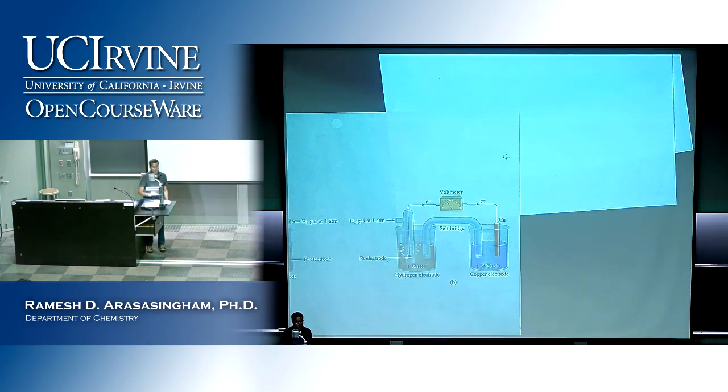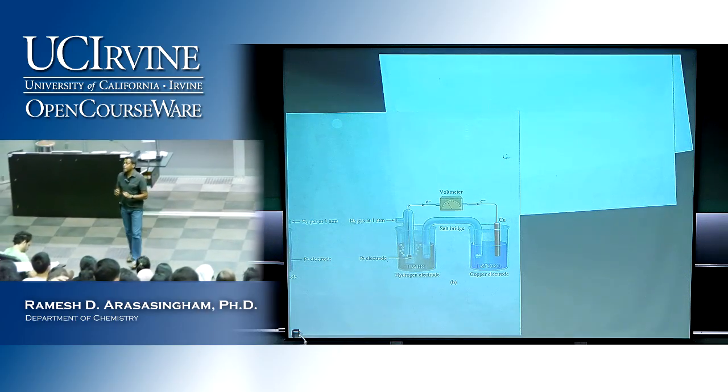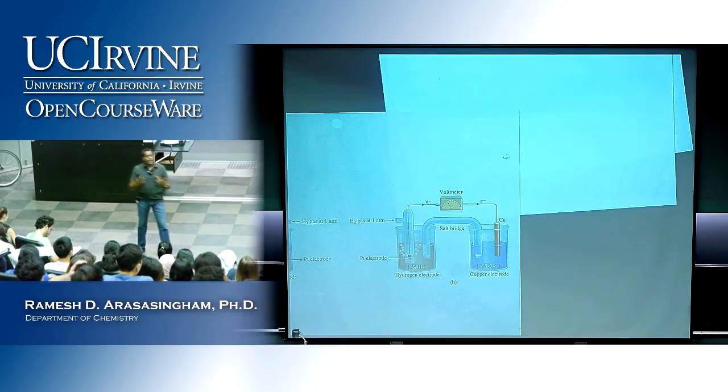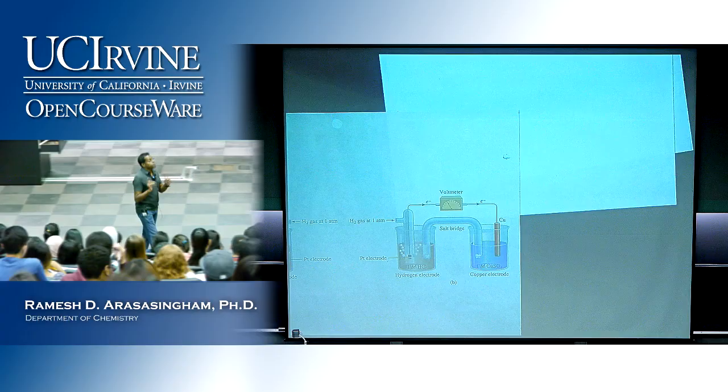So now this is where the oxidation occurs. This is where electrons are being pushed out, and it goes around, and the electrons on this side are being pulled in. You see that? So these are all examples of galvanic cells. All right? And a galvanic cell is an electrochemical device that takes advantage of a spontaneous reaction.